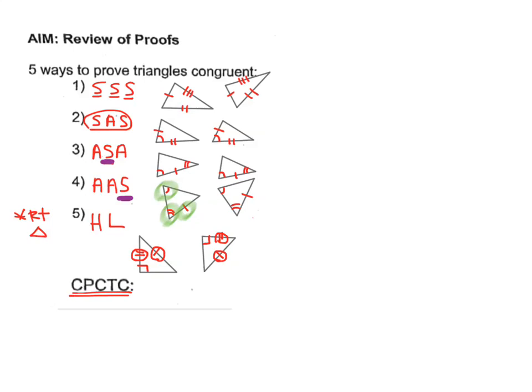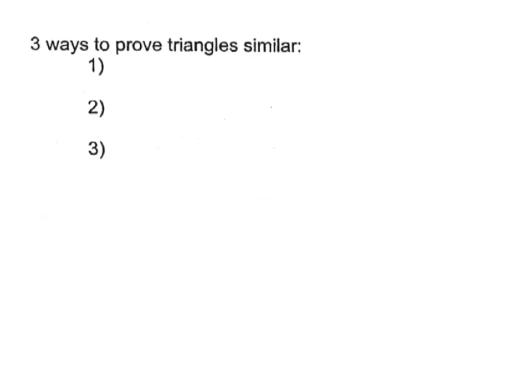Now, next, in many proofs, after showing that 2 triangles are congruent, we tend to write something called CPCTC. That simply means corresponding parts in congruent triangles are congruent. That's what basically CPCTC stands for. Alright, now let's move on to the next.